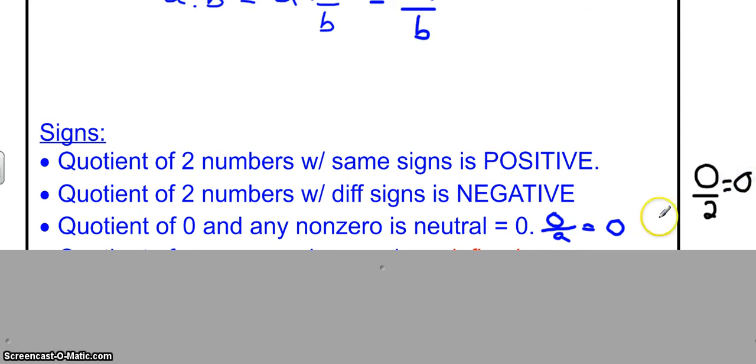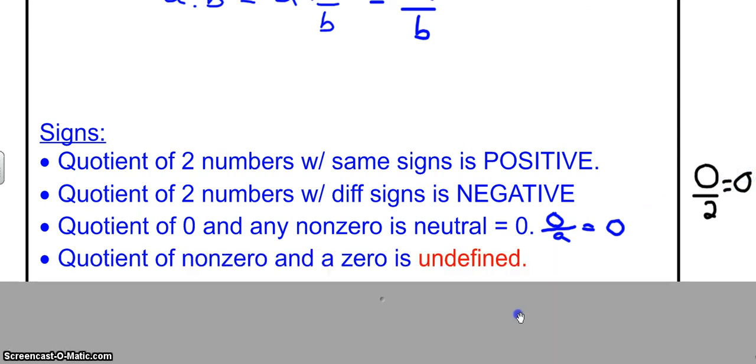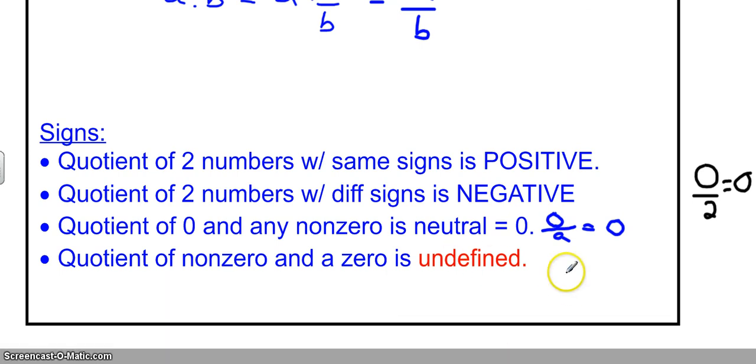We can say that. However, the quotient of a non-zero and 0 is undefined. So this is saying, how about a divided by 0? Oh, you can't lay this stinky egg, right? A divided by 0 is undefined. Whenever you find a 0 down underneath that division bar, we have an undefined situation.